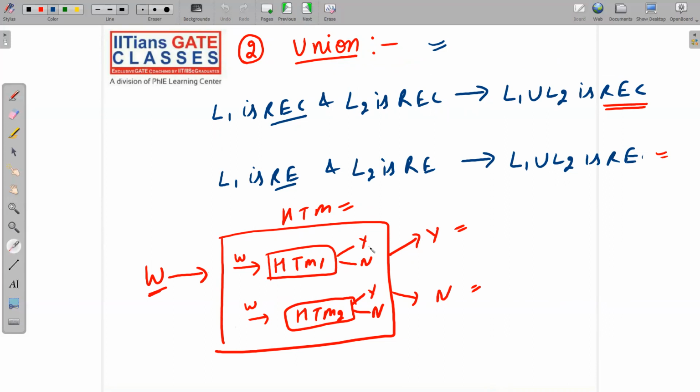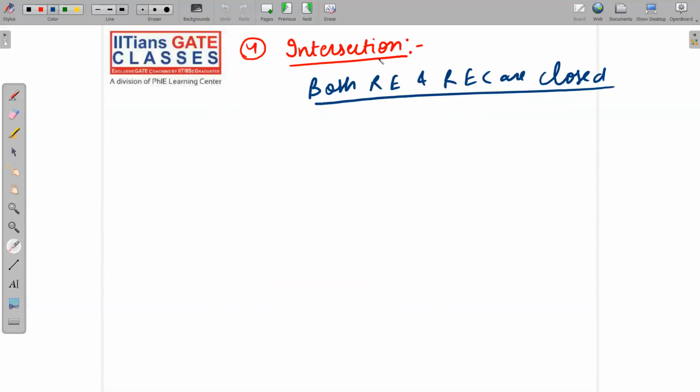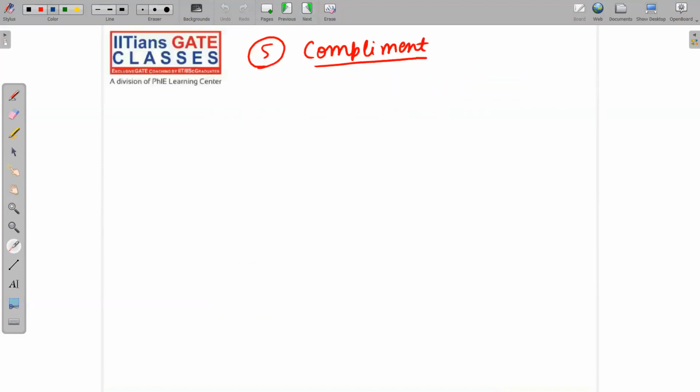Okay, in intersection I will say if both say yes, then it will say yes. If any one of them says no, then it will say no. That's it. So I hope I have given you a bit of an idea about why in intersection both are closed. Next is the complement operation.